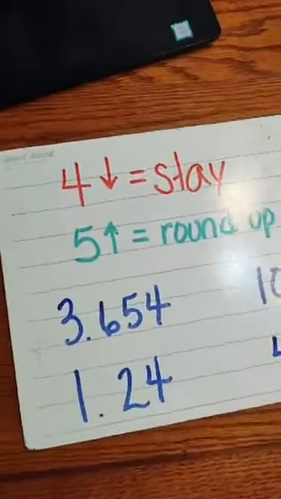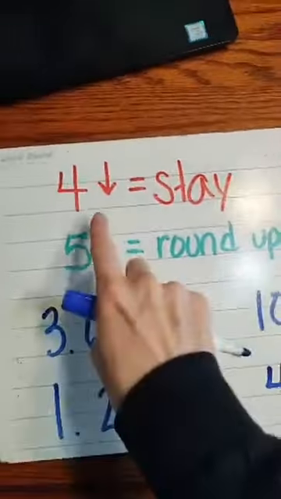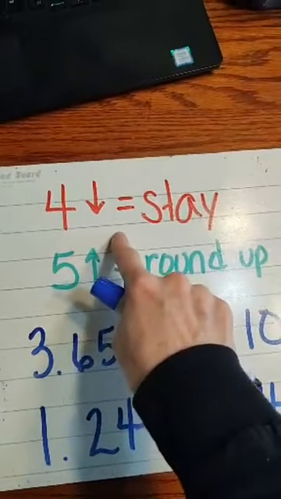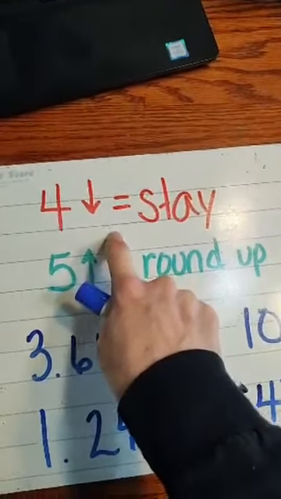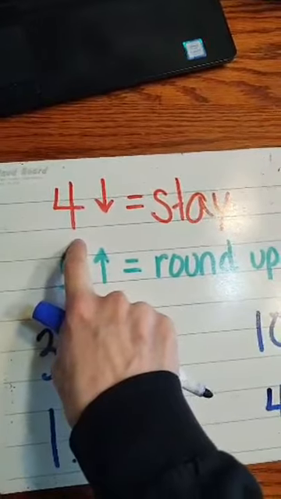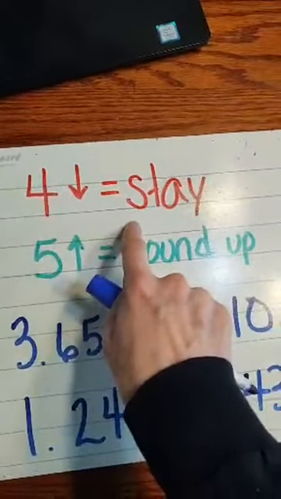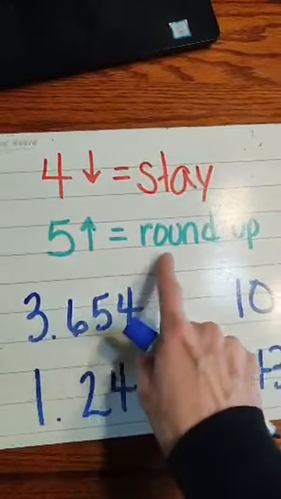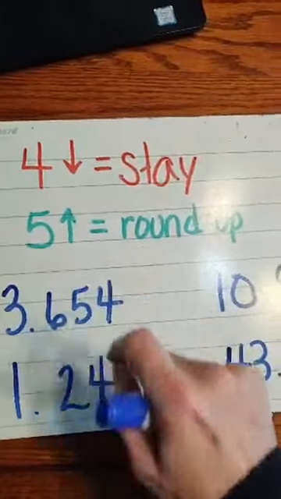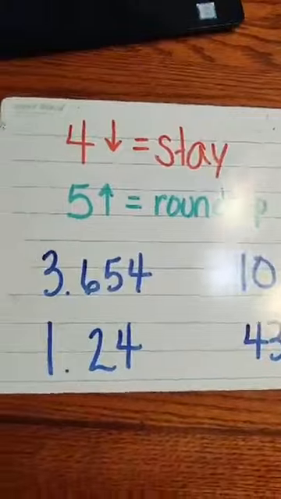Okay, so I reminded us here, and I put it in red because we're stopping, that when we round, if the number that we're looking at to decide to round is 4 or less, we stay. If it's 5 or more, we round up or go. It's in green. Okay, so that's going to help us remember.